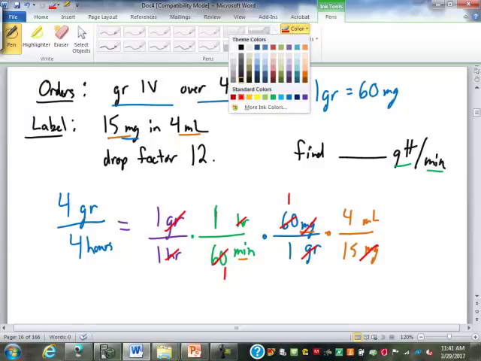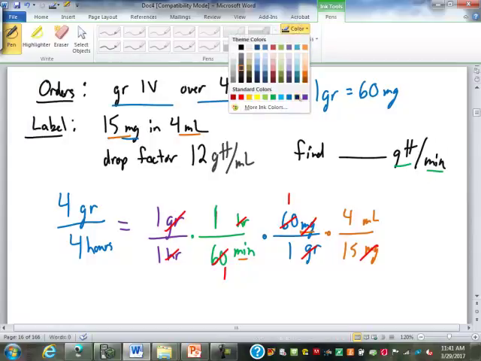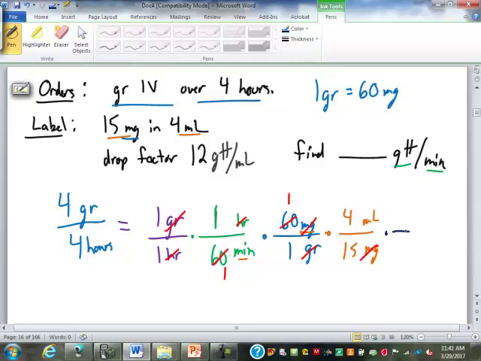Now I purposely left the units off of my drop factor here. I just said a drop factor of 12. But we know the drop factor of 12 means 12 drops per milliliter. So I'm going to use that in my calculation here. Milliliters have to cancel out, so they're going to go on bottom. Drops on top. 12 drops over 1 milliliter. And now my milliliters have canceled out. So this one, things have canceled out pretty nicely.